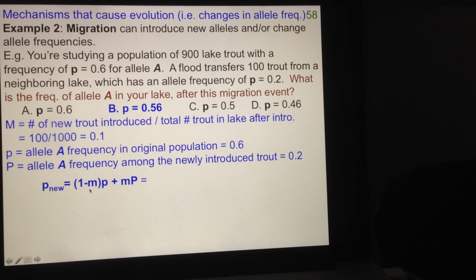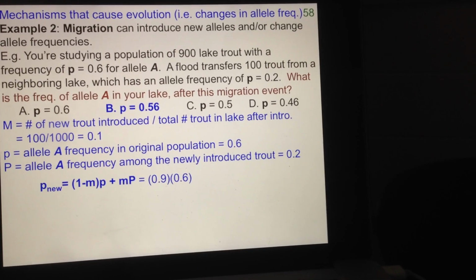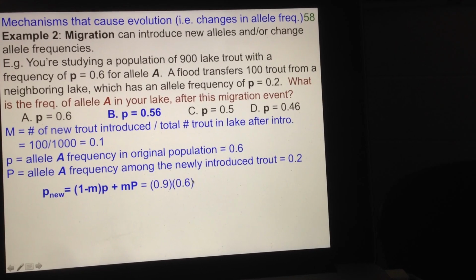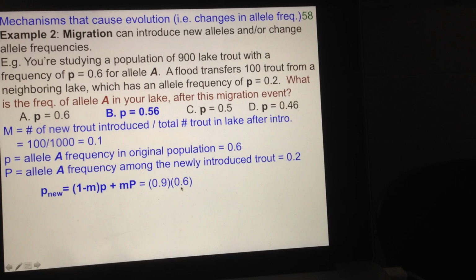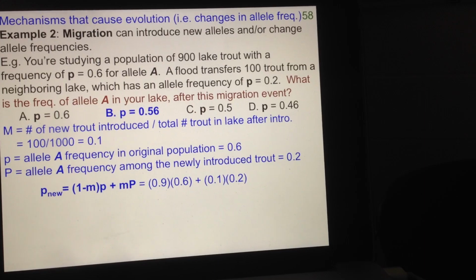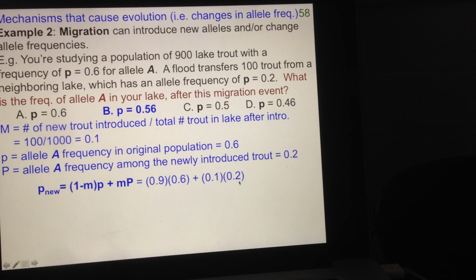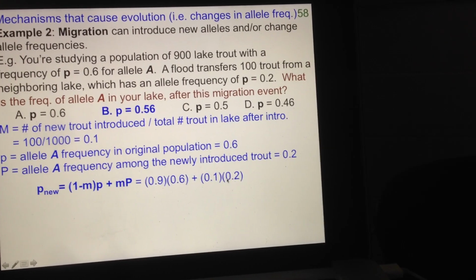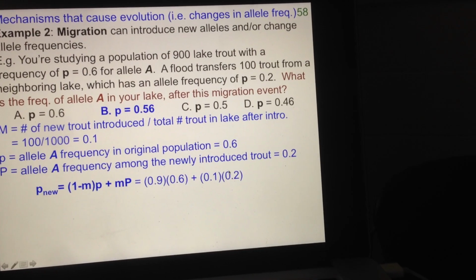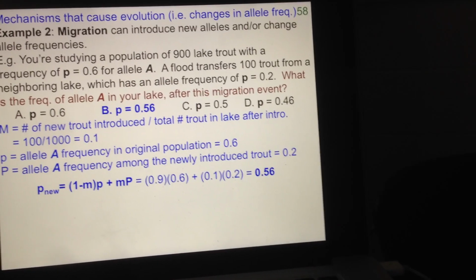If you take 1 minus m, it gives you 0.9, and you multiply it by 0.6. This makes sense because you're saying that 90% of the population, 0.9, has a p-value of 0.6. So you're weighting that 0.6 by 90%. And then 0.1 is m times 0.2, so this is saying that 10% of the final population has a p-value of 0.2. So you're taking the two p-values, 0.6 and 0.2, and saying that we want 90% of that final average to be based on this, and 10% of the final average to be based on this. By just doing the math, you get 0.56, all right?